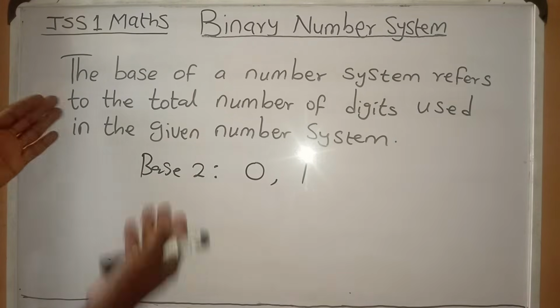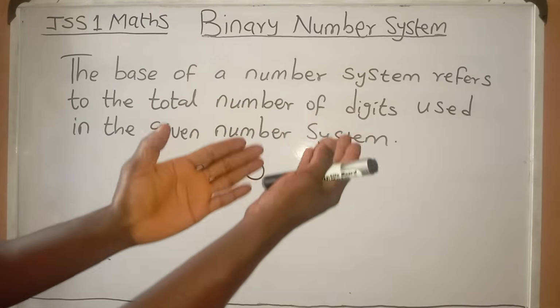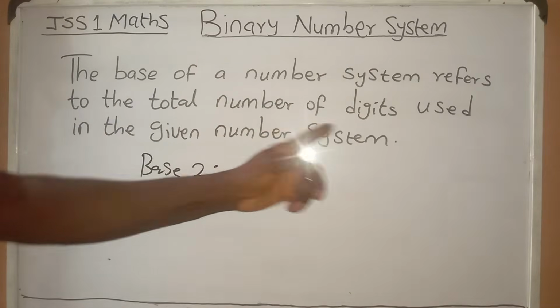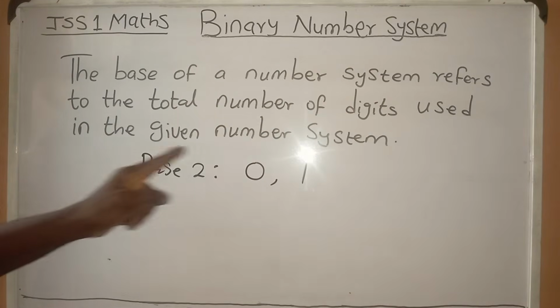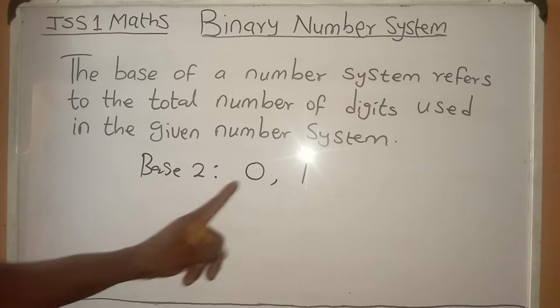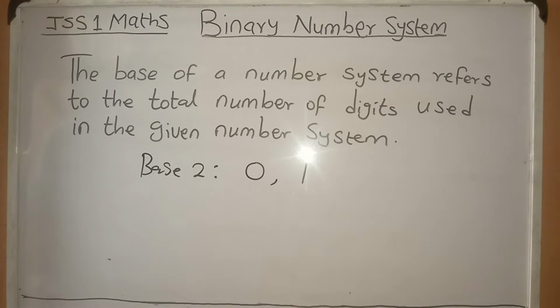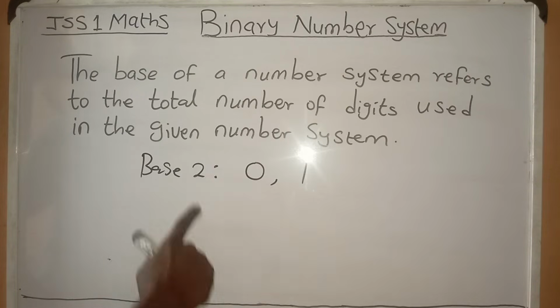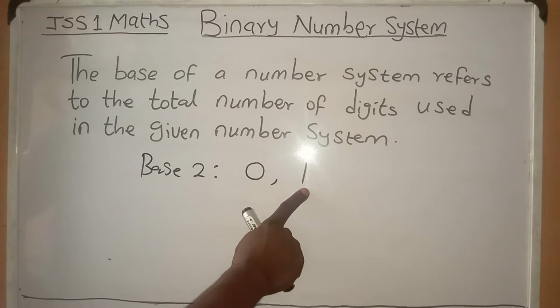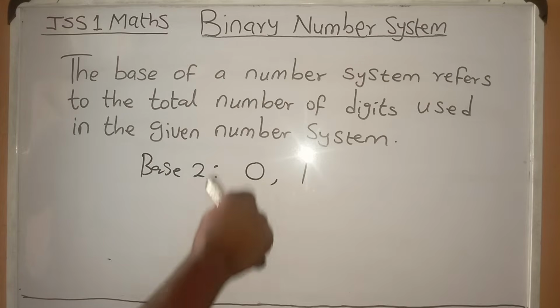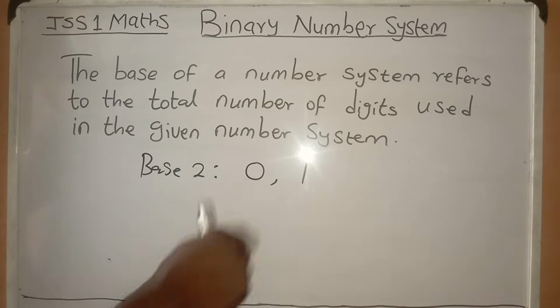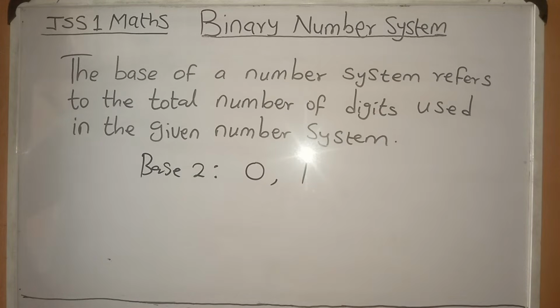2. That's why the definition says that the base of a number system refers to the total number of digits used in the given number system. And the total number of digits here are 2-digit numbers, which include what? 0 and 1. And one thing you need to understand here is that the highest digit you can find in base 2 is 1. So the highest digit you can find in any base is always 1 less than that number base.